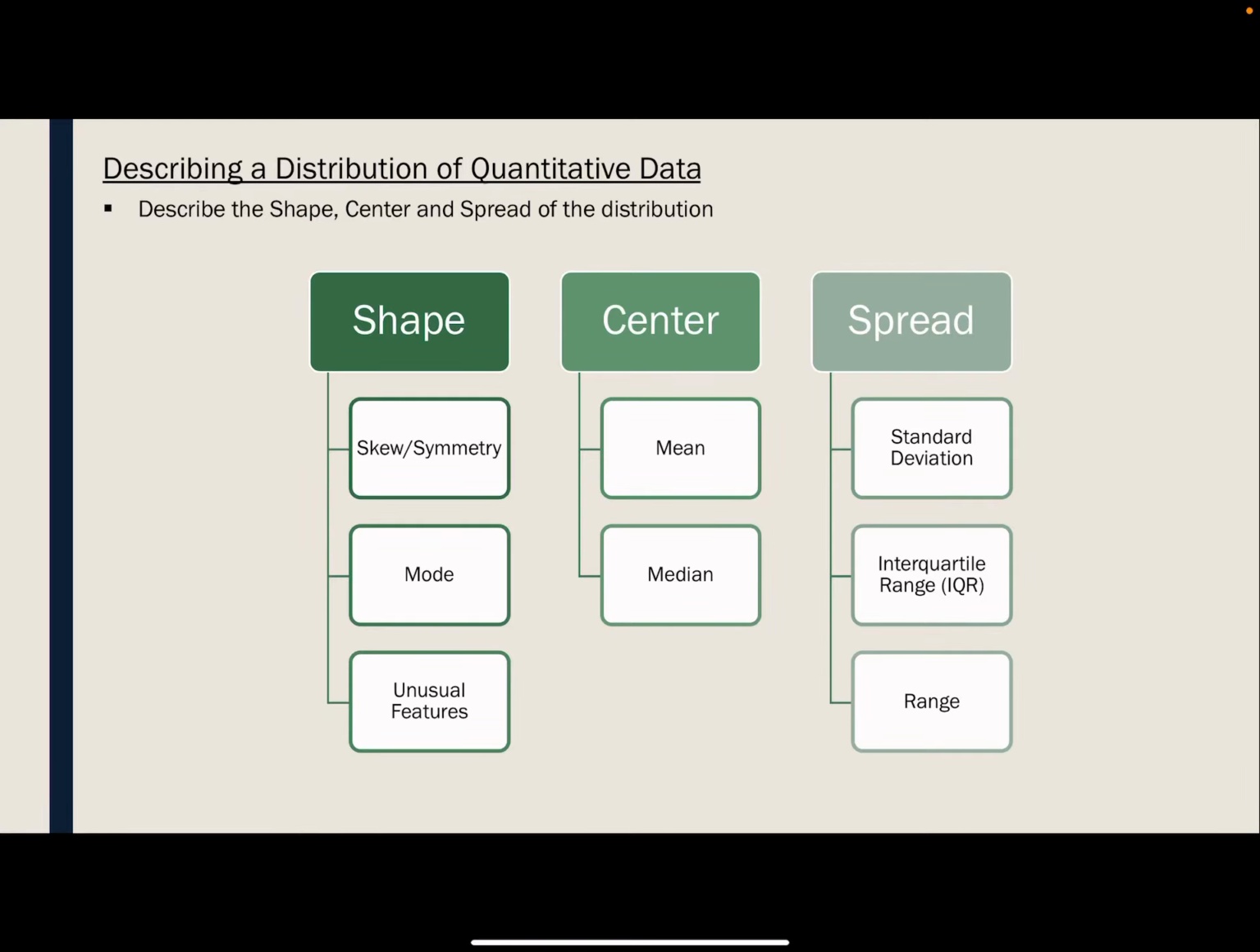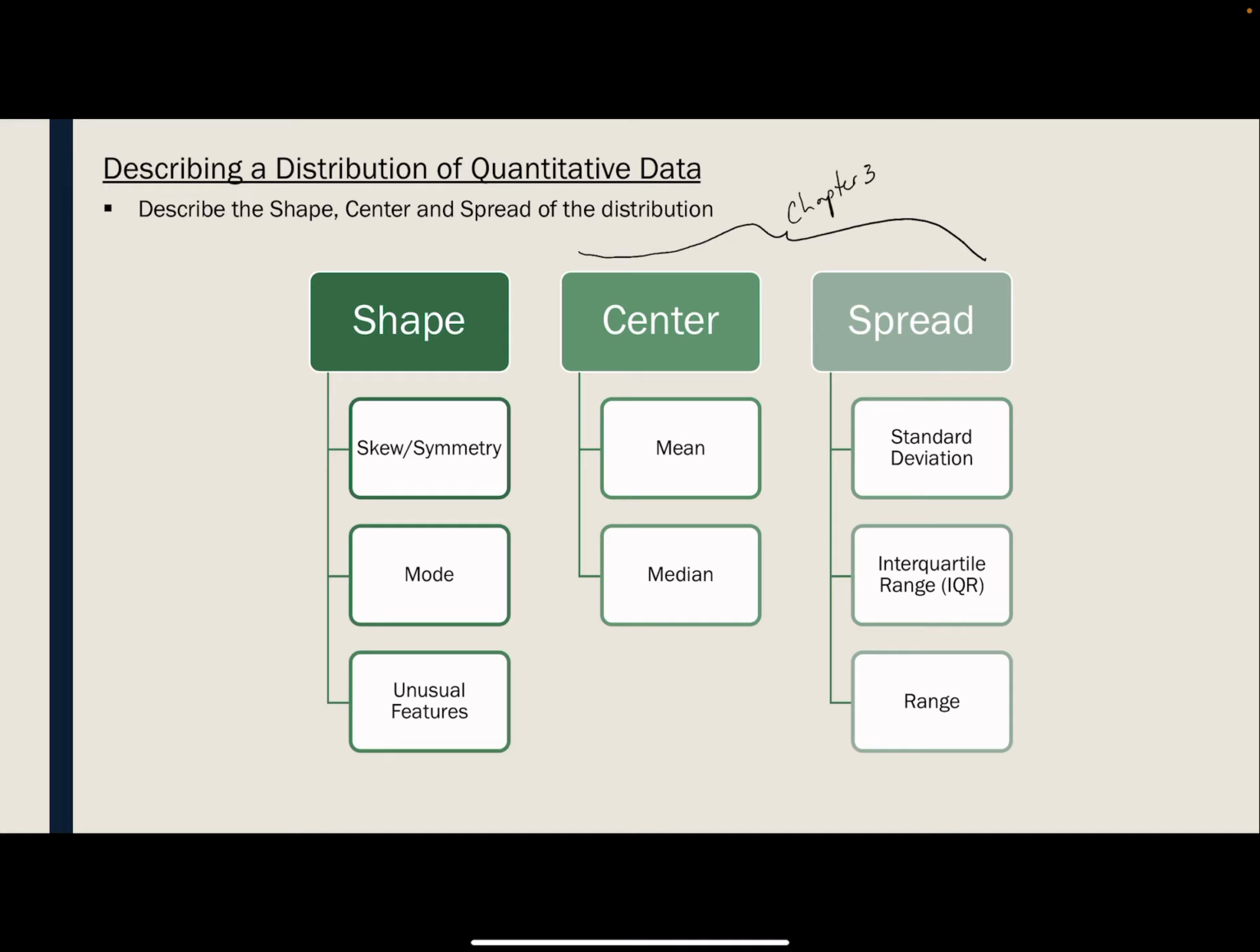In this last video, we're going to begin to talk about describing a distribution for quantitative data. So when we're describing a distribution, we want to talk about the shape, the center, and the spread of that distribution. We're going to talk about the center and the spread in Chapter 3. So this is all going to come in Chapter 3.